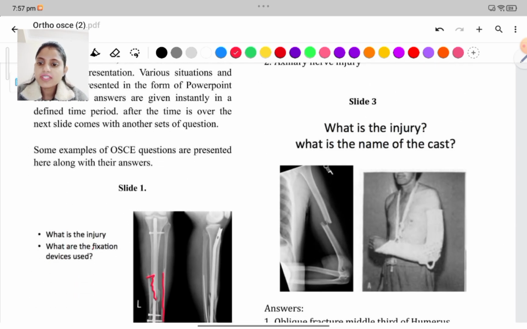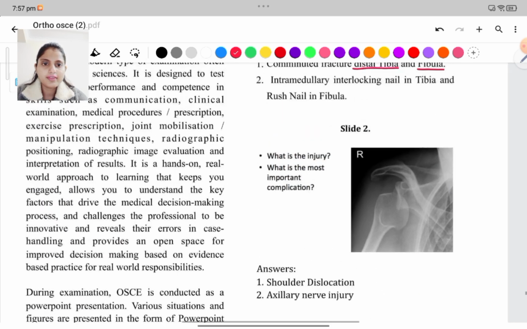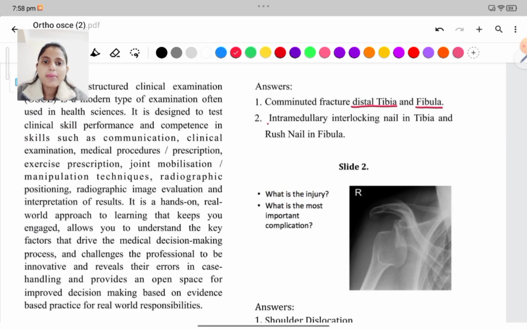And what are the fixation devices used? Here we can see this nail used in the tibia and fibula. So the intramedullary interlocking nail in the tibia and Rush nail in the fibula.